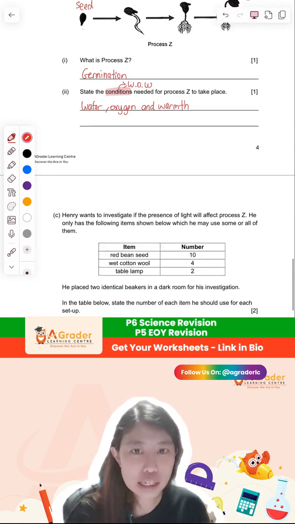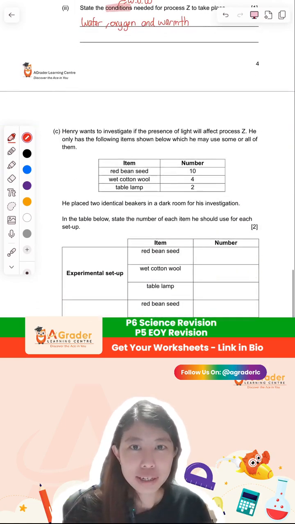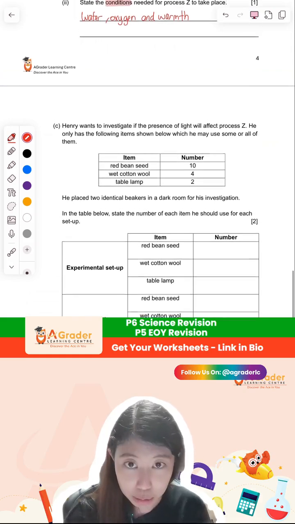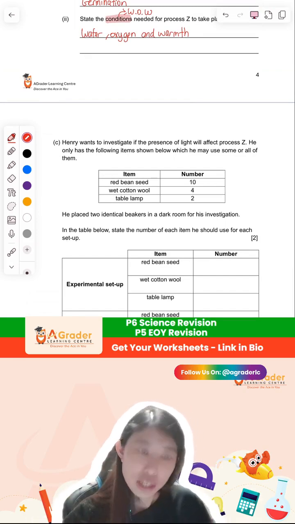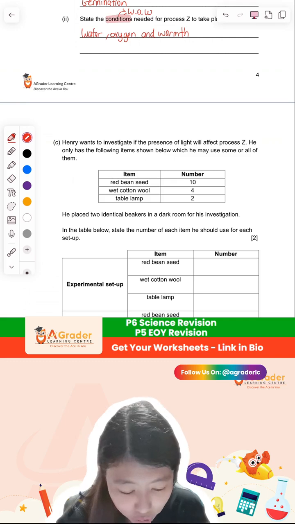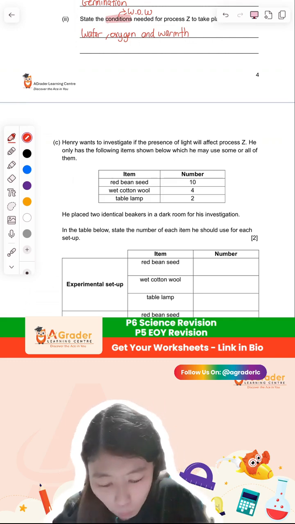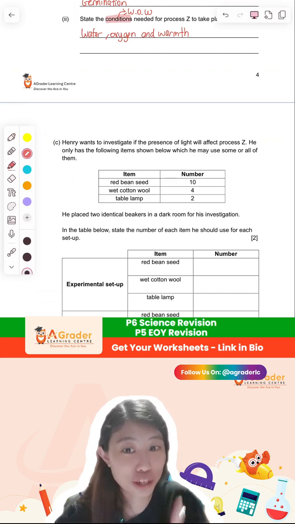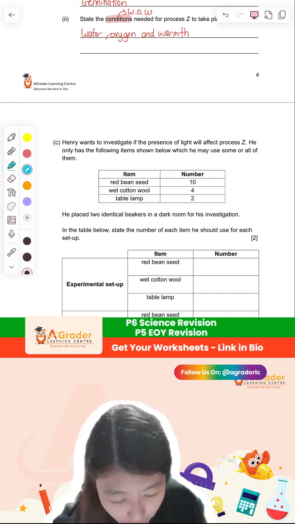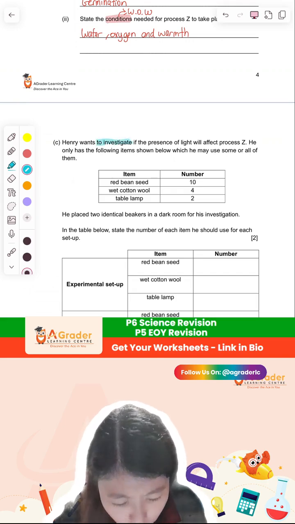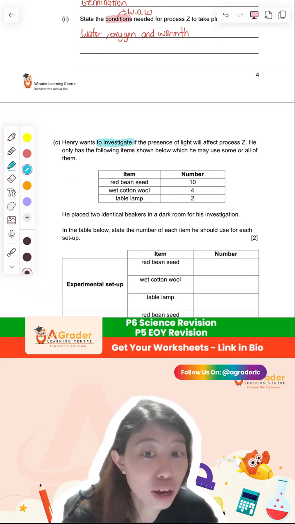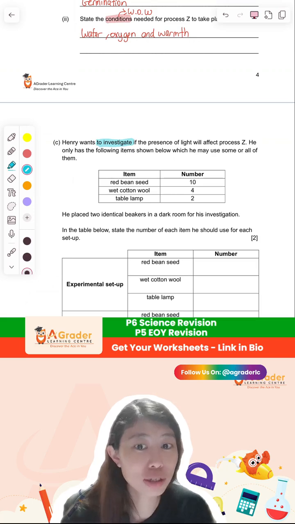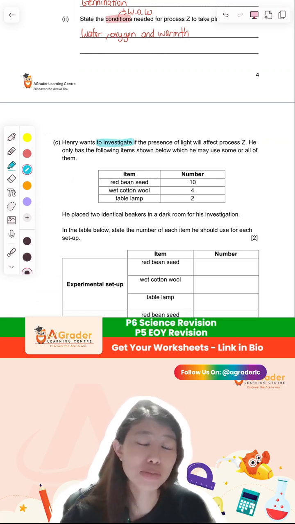Okay, so this question is a bit big. It takes up quite a bit of space, so let me show you half of the question first. It says that Henry wants to investigate. Always remember, the moment you see the word investigate, this is an experimental question. So what is this part of the experiment? Are there any ways of remembering the conditions? WOW is one of the easiest ways, and one that most teachers would accept.